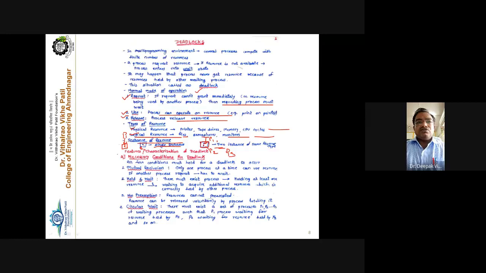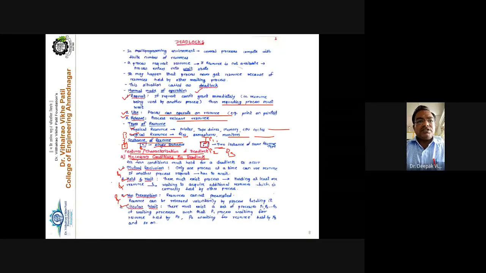Clear? Now the most important part is the features or characteristics of deadlock. The first point is the necessary conditions for deadlock. Always there is an examination question: write down the necessary conditions for deadlock. So we have to see these four necessary conditions. Mutual exclusion is the first condition, then hold and wait, no preemption, and circular wait. These are the four necessary and sufficient conditions for deadlock to occur in the system. Meaning is that all four conditions must hold together.